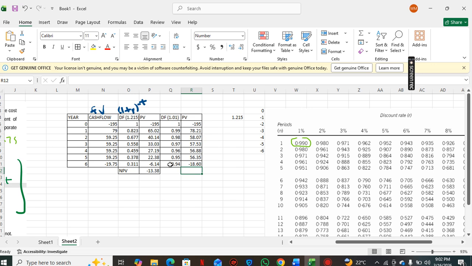Okay, colleagues, so we add up all these numbers. Negative 195 plus 78 plus 58 plus 57 plus this plus that. We get 93.43. Any questions before we now go to the second step?